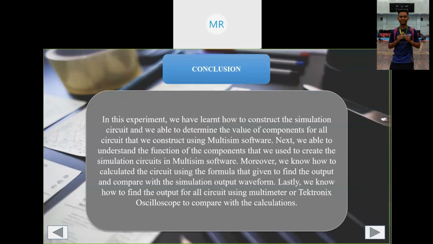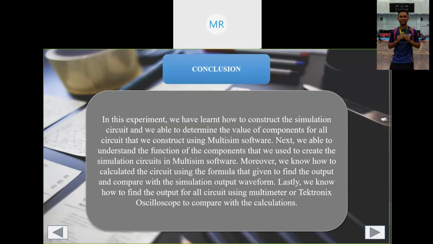For the conclusion, in this experiment, we have learned how to construct the simulation circuit and we are able to determine the value of the components for our circuit that we constructed using Multisim software. We are able to understand the function of the components that we use to create the simulation circuit in Multisim software.